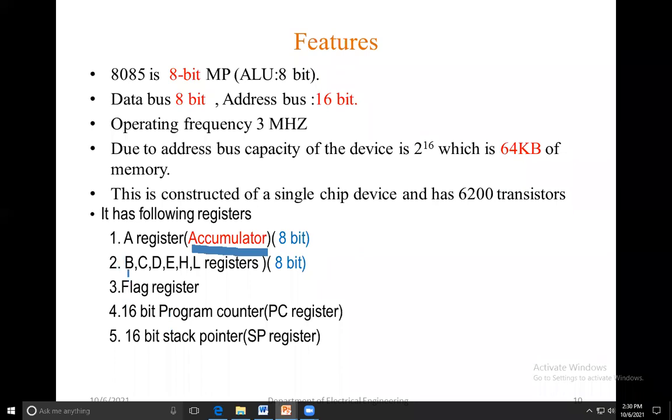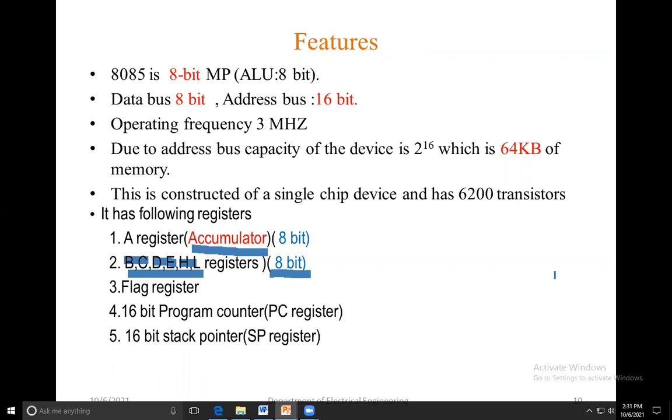Then there are the registers B, C, D, E, H, L, which are general purpose registers of 8 bits each. If you arrange B and C together, it becomes a 16-bit register. If you arrange D and E, it is a 16-bit register, and H and L also make a 16-bit register. These are the register pairs for 16-bit calculation, because individual registers are 8-bit, and if you combine two registers, 16 bits is achieved.